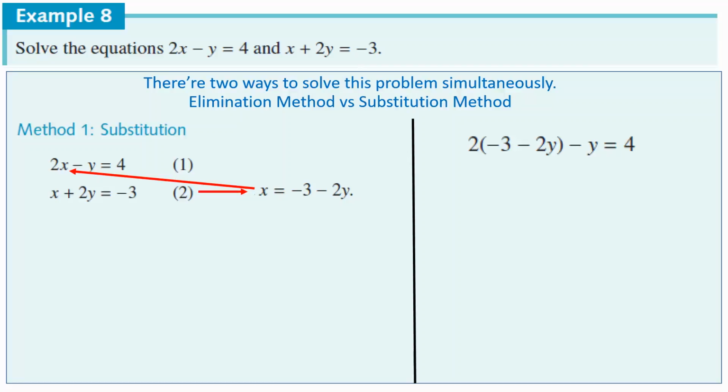You can expand the brackets and then solve for y. So if you expand the brackets, 2 times negative 3 is negative 6. 2 times negative 2y gives you negative 4y. Minus y equals 4. Collect the like terms. So negative 5y. Add 6 on both sides. So 4 plus 6 is 10. Divide both sides by negative 5 and you get negative 2. So now you get y.